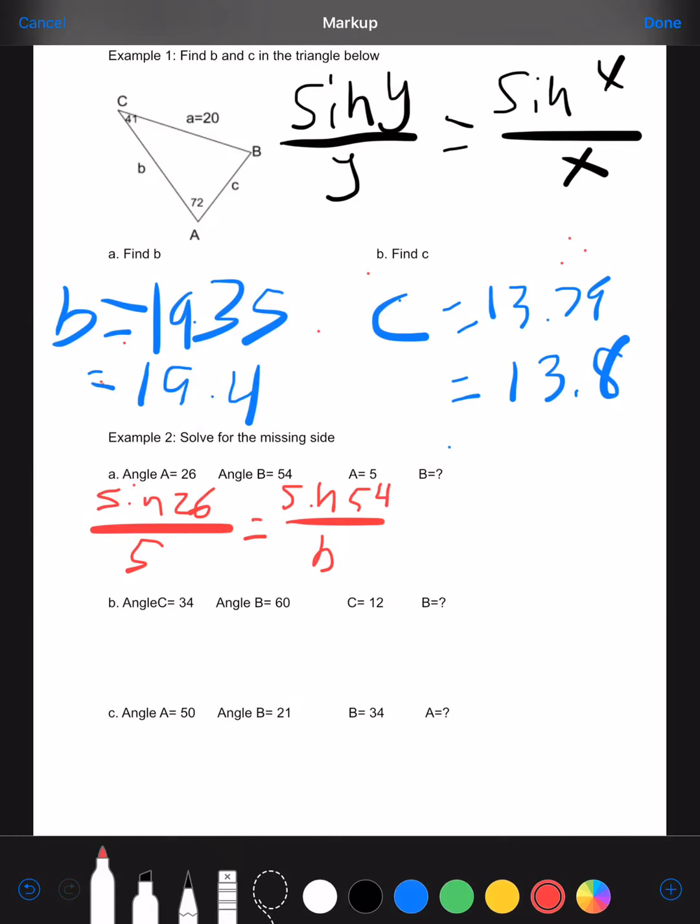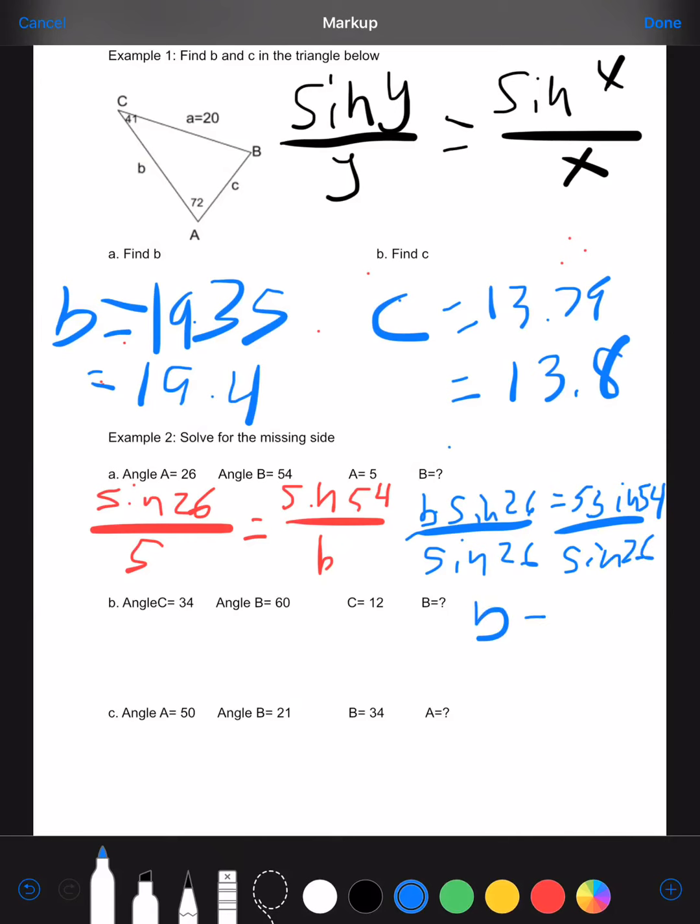So B sine 26 equals 5. Yikes, I'm gonna run out of room. Let's just... I went too far. Let's start this again. B sine 26 equals 5 sine 54. Sweet, I didn't run out of room. Now we're going to divide. Sine 26, sine 26.